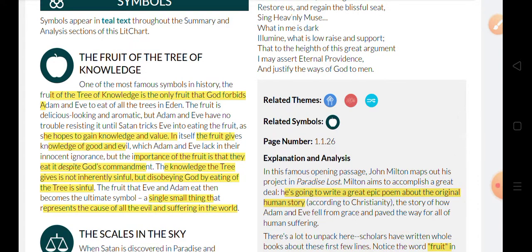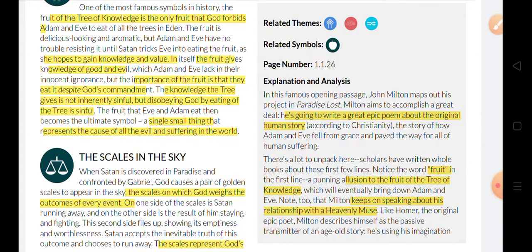So the first symbol is the fruit, the fruit of the tree of knowledge. It is the only fruit that God has forbidden them to eat. And she hopes to gain knowledge, godlike powers and value. In itself, the fruit gives knowledge of good and evil. The importance of the fruit is that they eat it despite God's commandment. The knowledge that the tree gives is not inherently sinful, but disobeying God by eating that fruit is sinful, and it is a single small thing that represents the cause of all evils and suffering in this world.